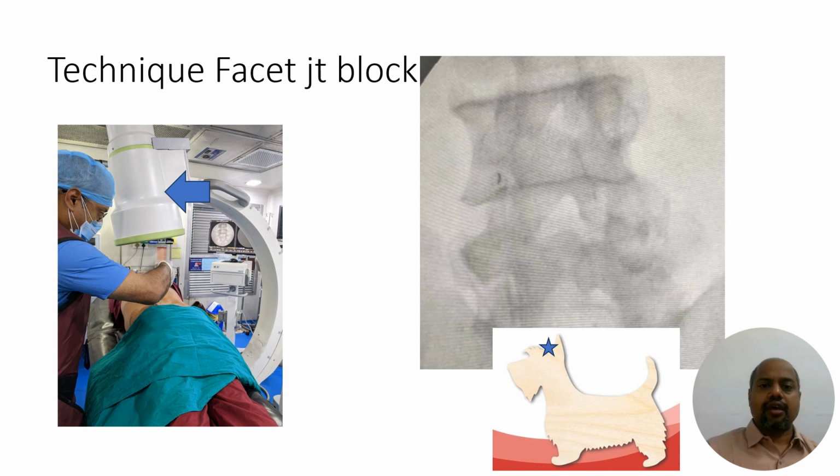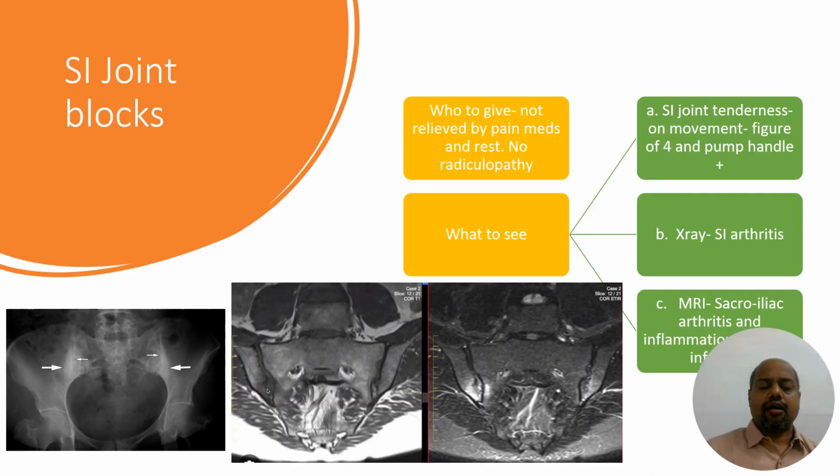So here you can see this is the head of the Scotty dog, and this is the ear of the Scotty dog, and this is where the facet joint is. Again, this is where the facet joint is. Okay, so here you can see the level. Here you give about 2 ml of drug for the facet joint.